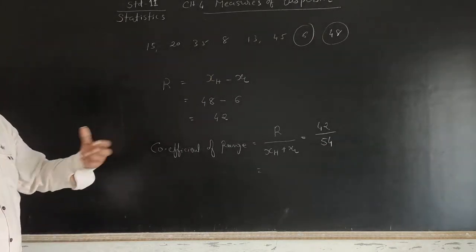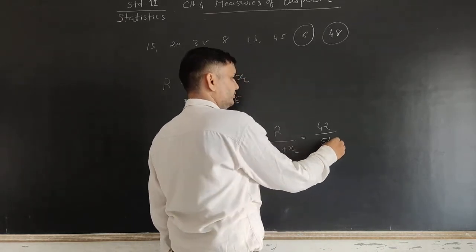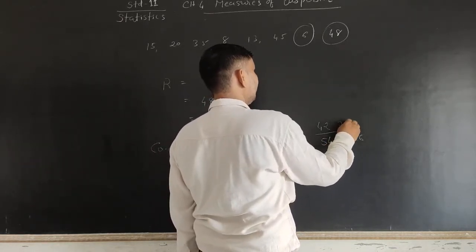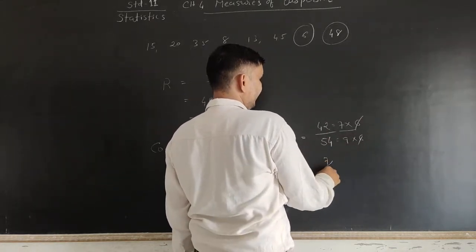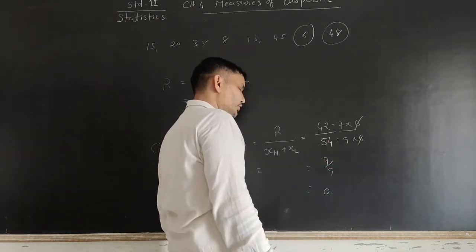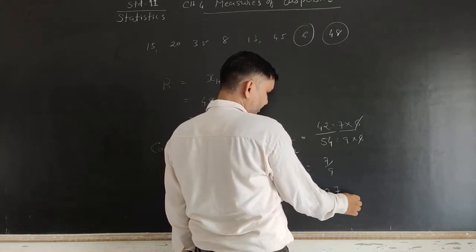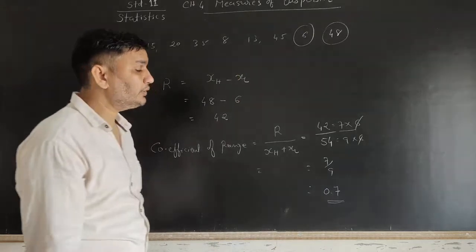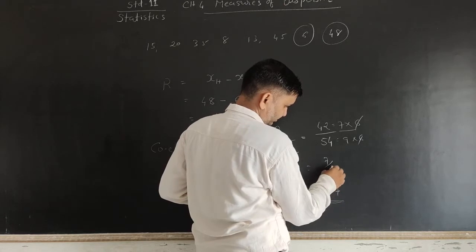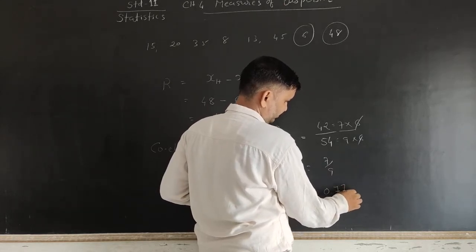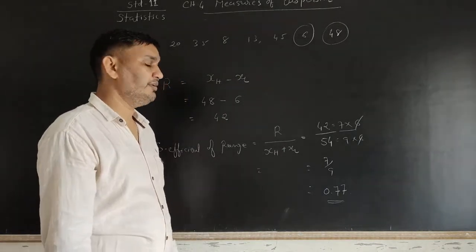Now we can easily simplify: 9 into 6, 7 into 6. Cancel the 6, so it is 7 by 9, and that is approximately 0.77. So the coefficient of range is around 0.77.